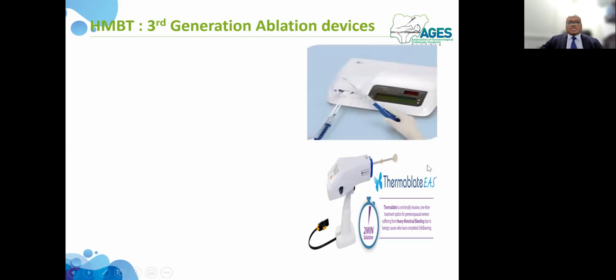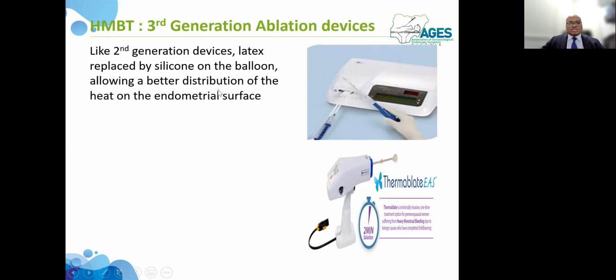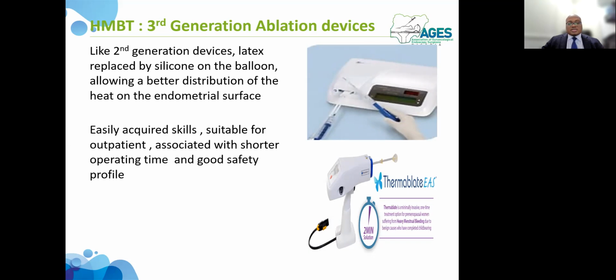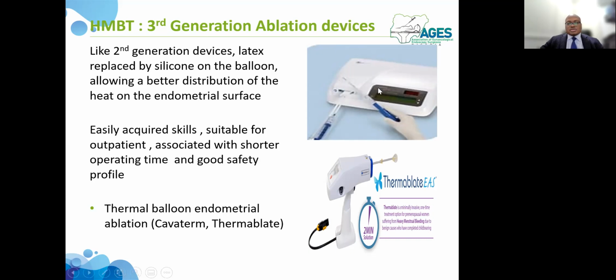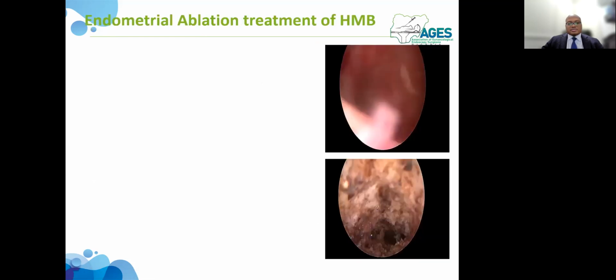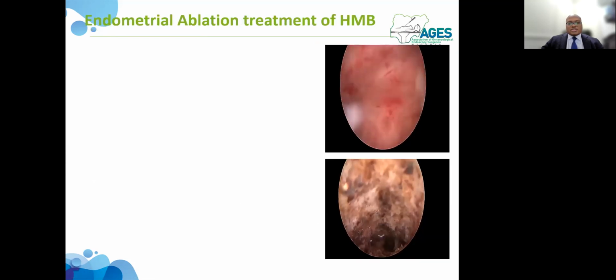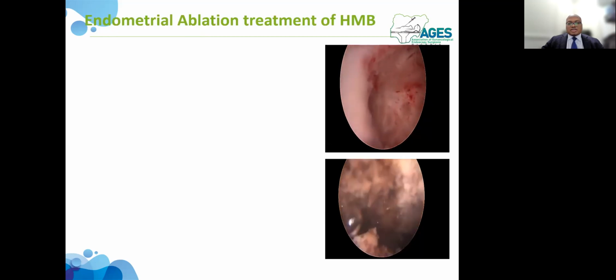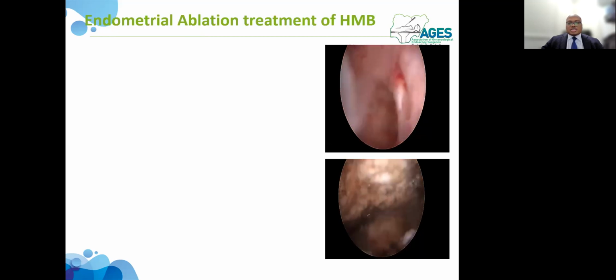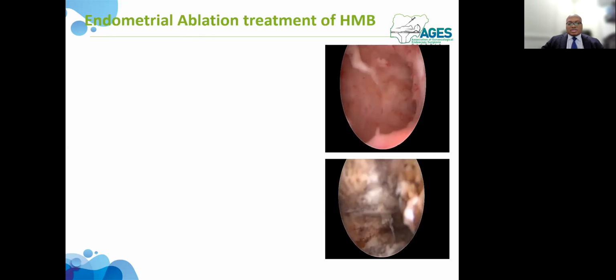There are newer generation ablation devices, and like the second generation, the difference here is the latex on the balloon being replaced by silicone to allow better distribution of heat on the endometrial surface. The skills are easily acquired and they have a good safety profile. Examples would include the Cavatherm or Thermablate endometrial ablation device. The video shown here, the top one being a diagnostic hysteroscopy showing the endometrial cavity before and after endometrial ablation.